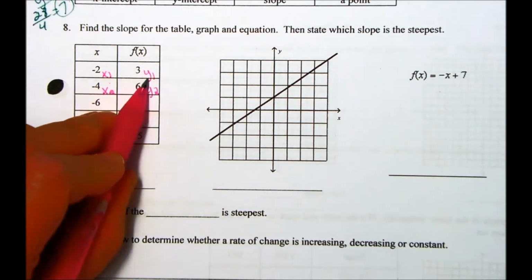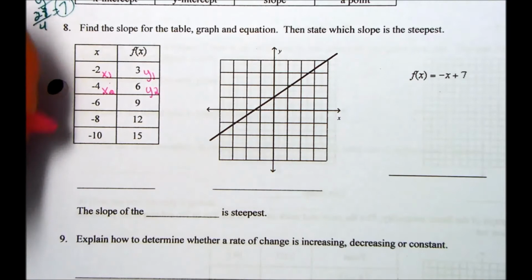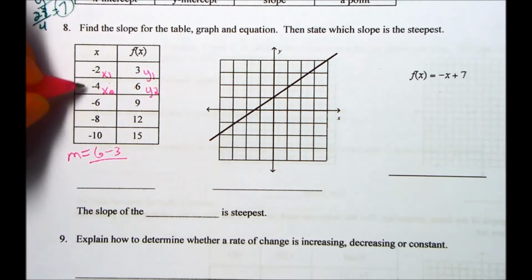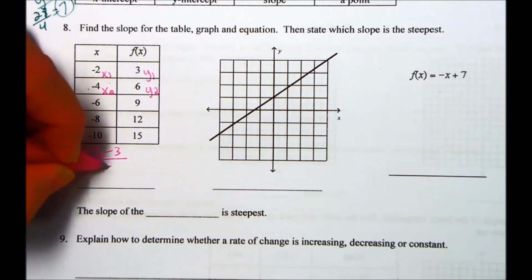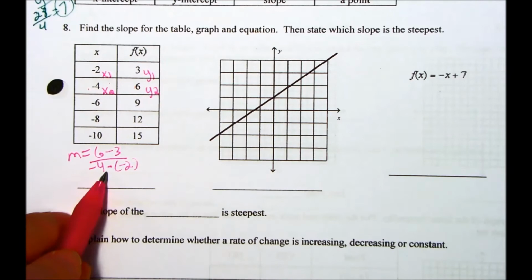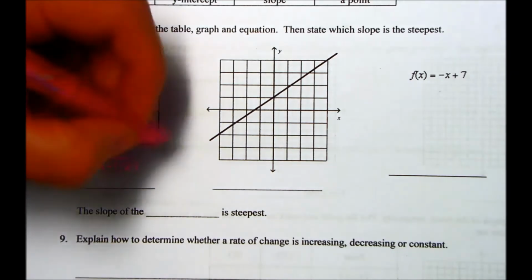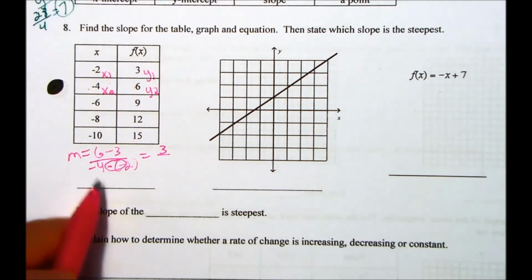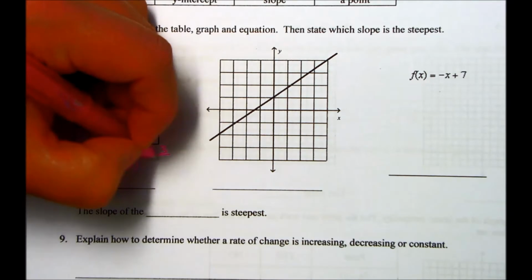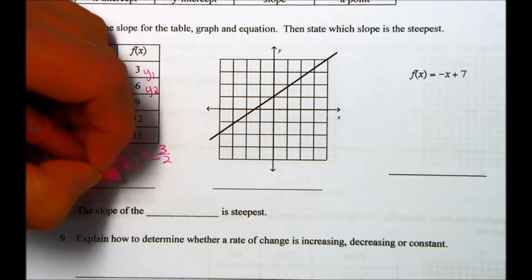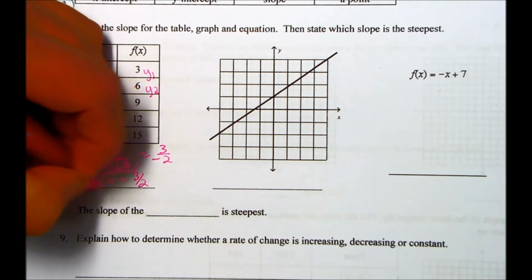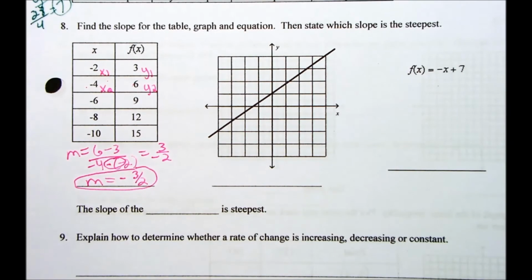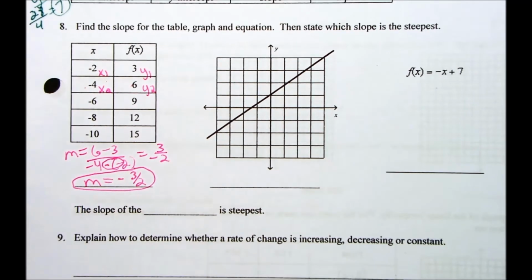So I'm going to call this x1, y1, x2, y2. So in my slope formula, y2 minus y1, 6 minus 3, over x2 minus x1, negative 4 minus a negative 2. Be careful when you're subtracting a negative because that's going to become positive. 6 minus 3 is 3, but the double negative here makes this negative 4 plus 2, which is going to be negative 2. So my slope is a negative 3 halves. Or you can change that to negative 1.5, but when we graph, usually we leave the slope in a fraction.